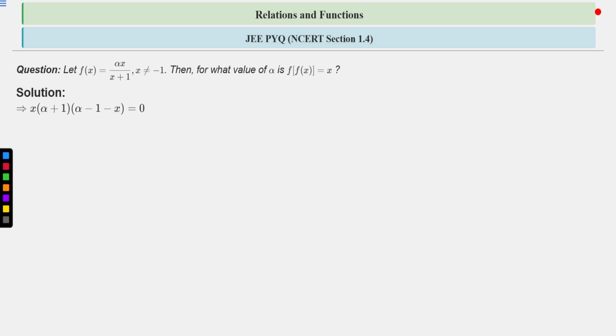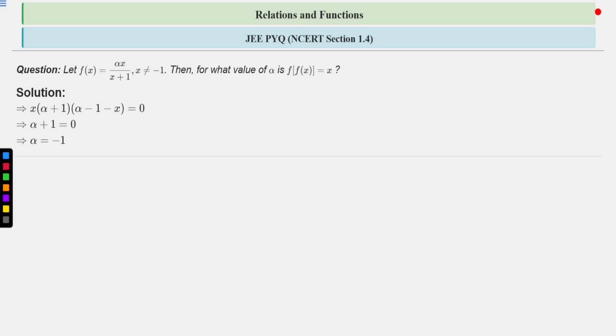So x times alpha plus 1 into alpha minus 1 minus x should be equal to 0, right? Got it? So after solving this, we can say that alpha plus 1 is equal to 0, so alpha will be equal to minus 1. Clear? After solving this equation, we can say that alpha will be equal to minus 1.